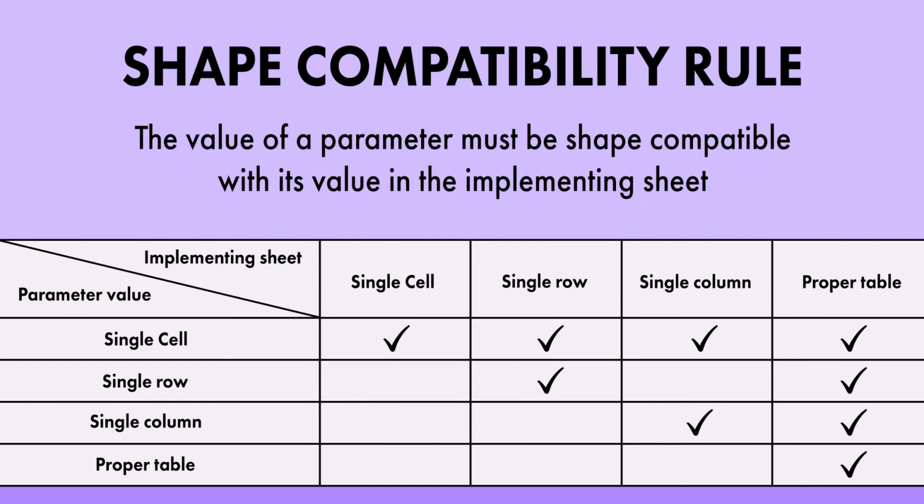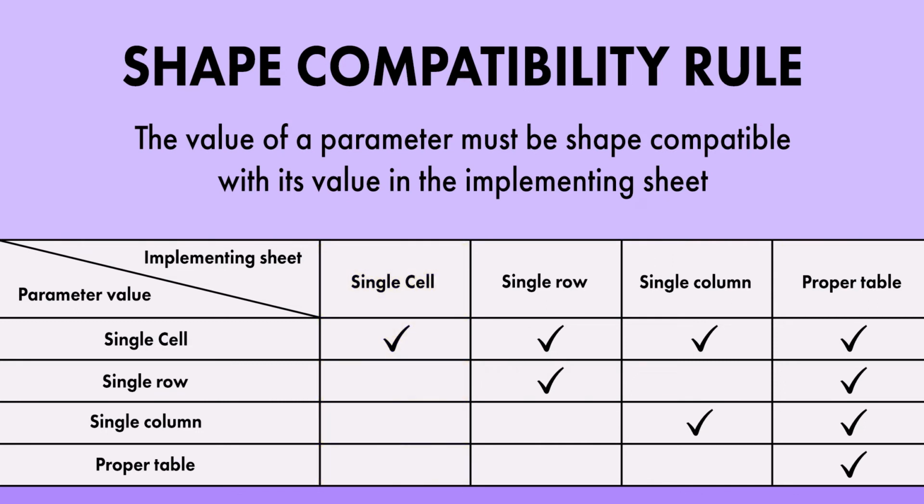In this case, since x0 is a single column in the implementing sheet, the passed-in value must be a single cell or a single column. Four different shapes are recognized in Planarly: a single cell, a single row, a single column, and a multi-row, multi-column proper table. If a sheet is designed with only single-cell parameters in mind, like the square function in our last tutorial, then only single-cell values are permitted.